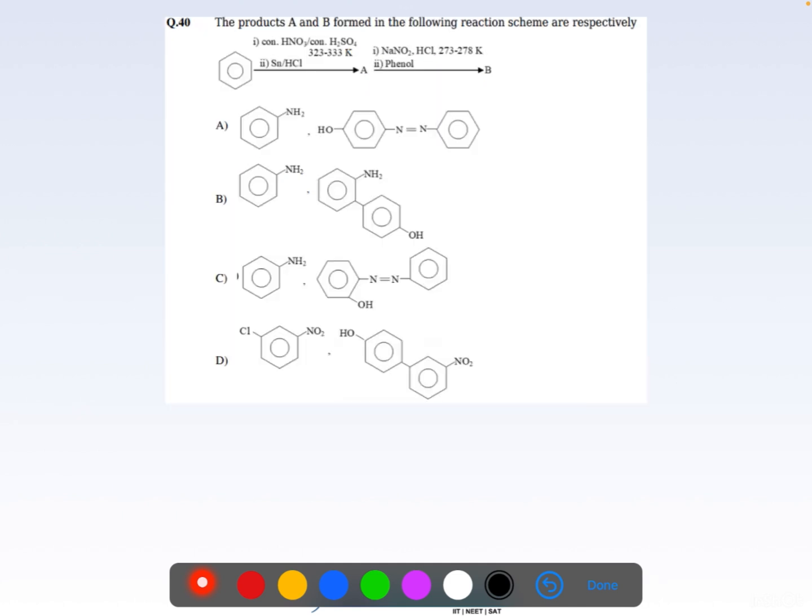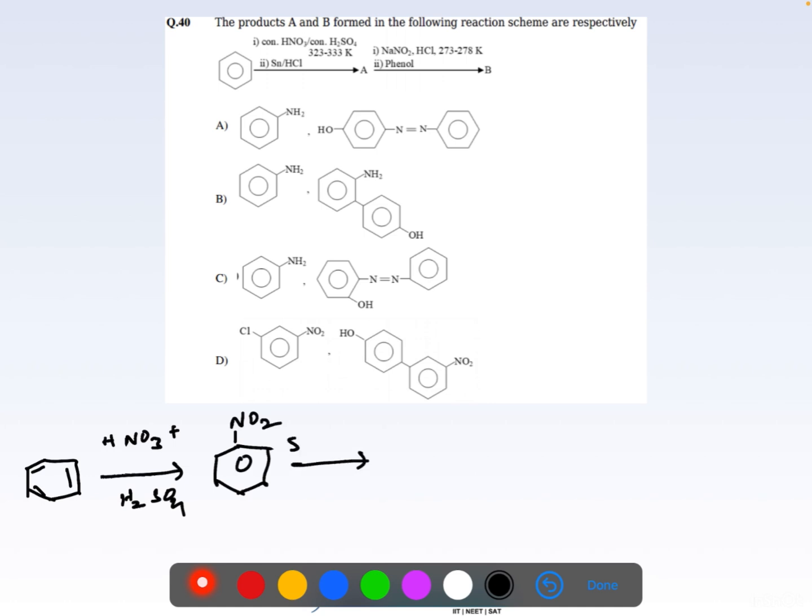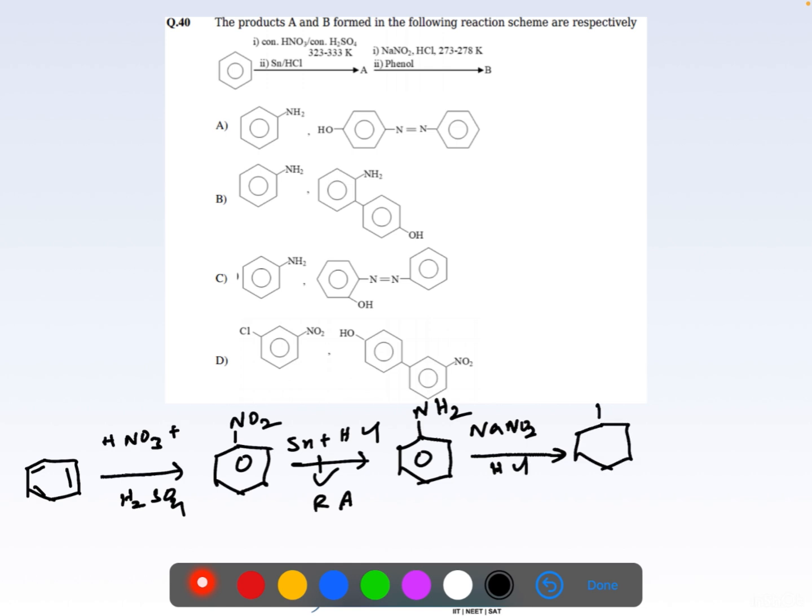The products A and B formed in the following reaction scheme respectively. So when benzene is treated with HNO3 in the presence of H2SO4, this is called nitration mixture. We get nitrobenzene. So when nitrobenzene is treated with tin plus HCl, this is a reducing agent. It converts the NO2 to NH2 group. Okay. So when aniline is treated with NaNO2 and HCl at 0 to 5 degrees centigrade, it will convert into diazonium salt.